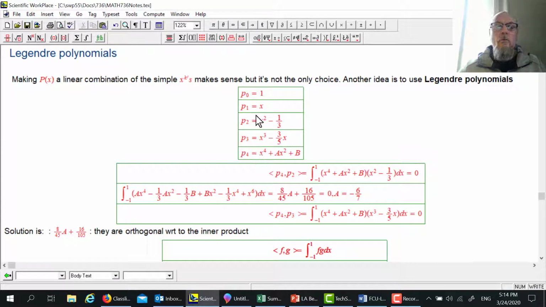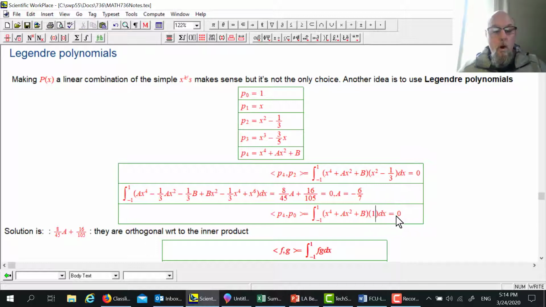P4 is also orthogonal to x, because if I multiply these two together, I'm going to get x to the 5th, x cubed, and x. Integrate them all, it's going to be even, even, even. You get 0. So this doesn't help me. I need to integrate it with P0. That's the only other even powered one. So this should be just 1.